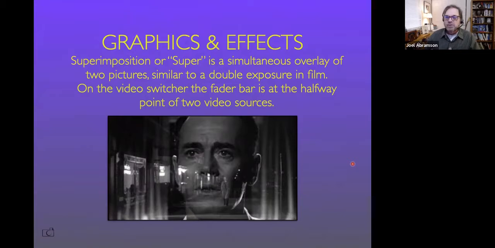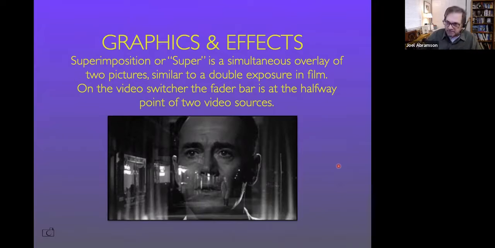All right. So we talk about different effects. One of them is the superimposition, or the super, which is a simultaneous overlay of two pictures, similar to a double exposure in film. On the video switcher, all we have to do is pick one source in program and another source in the preview bus, and then use the fader bar and put the fader bar in the middle, halfway between the two video sources, and we get this superimposition. We get the super. All right.